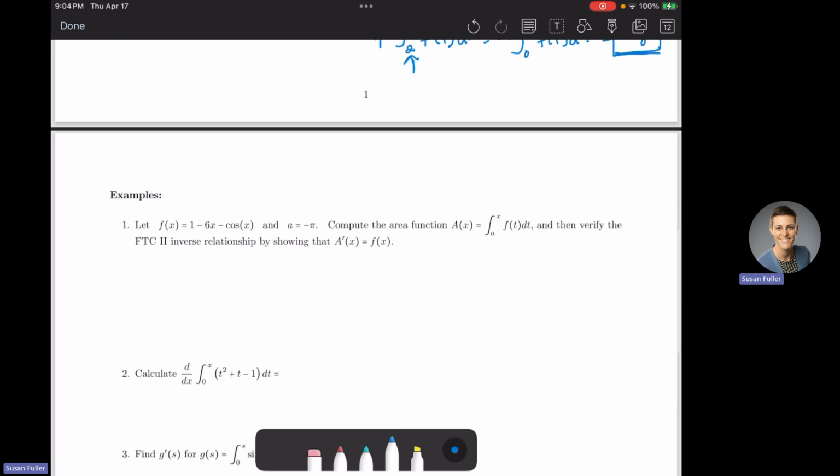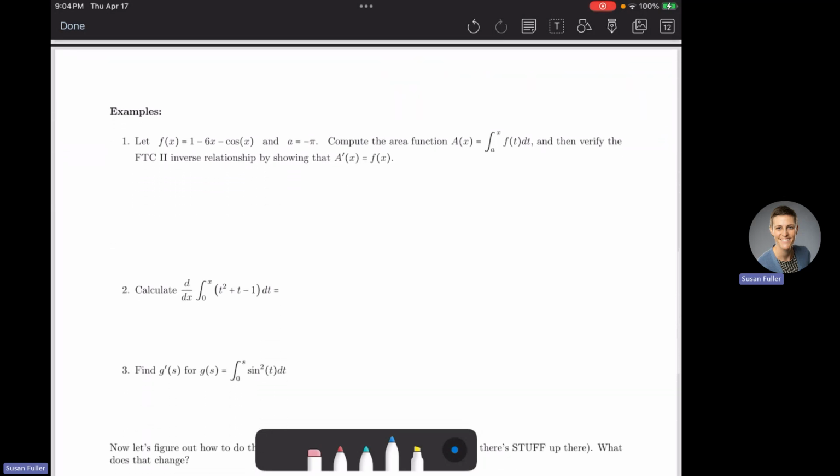Now, what if instead of having a graph with areas, what if I'm given a function? And here my function looks like 1 minus 6x minus the cosine of x. Ugh, and I have no idea what that looks like. So we aren't going to have a graph for this. We're going to have to do this algebraically. And we want to fix our a value, the starting point of our interval, at -pi.